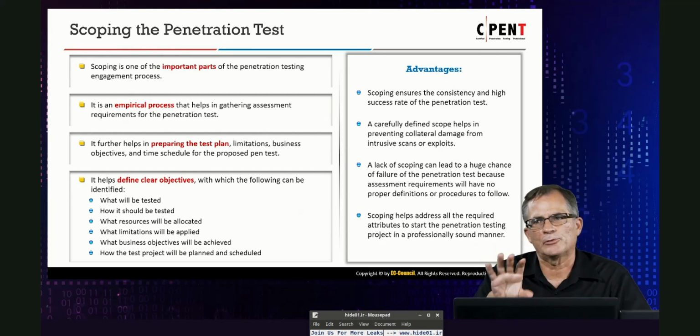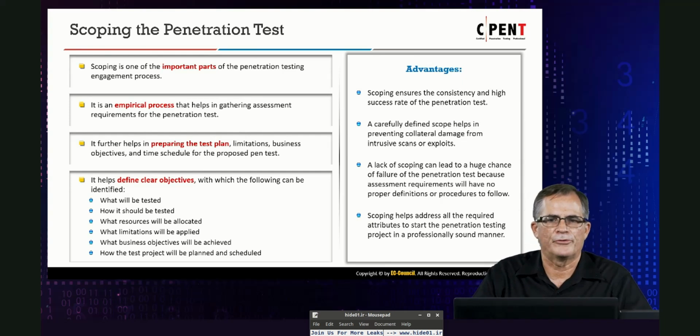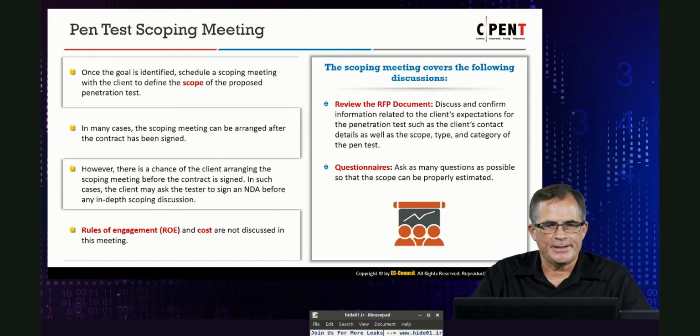If you don't have a scope clearly defined, that can cause problems from the beginning. That's why you want to make sure that you have solid factual data when you prepare your scope for the penetration test. You have a meeting with the client. Once the goal is identified, you figure out a scope and you propose it in the meeting. Make sure everybody understands, number one, what you're going to do and what you're not going to do. The rules of engagement and cost are not discussed in this meeting.